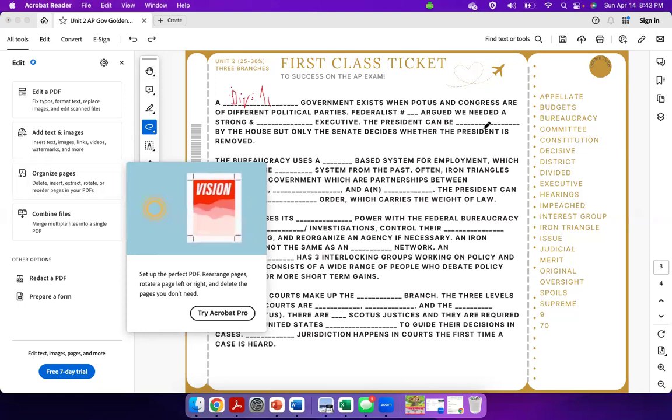Yes, Fed 70 argued we needed a strong and what would be the other word that would fit there? Enthusiastic? Do we have enthusiastic in there? I would argue that enthusiastic is good. Strong and I guess they'd probably say decisive in this case. Okay, using the word bank, strong and decisive. The president can be blanked by the House, but only the Senate decides whether the president is removed. So what can the House do to the president? Impeach. Yep. The House has the power to impeach. The Senate then hears the impeachment case and determines if they are guilty or not.